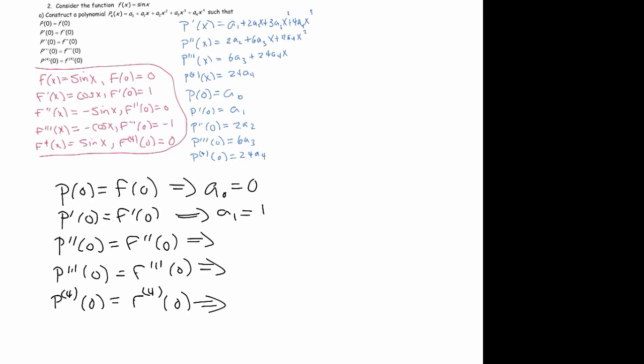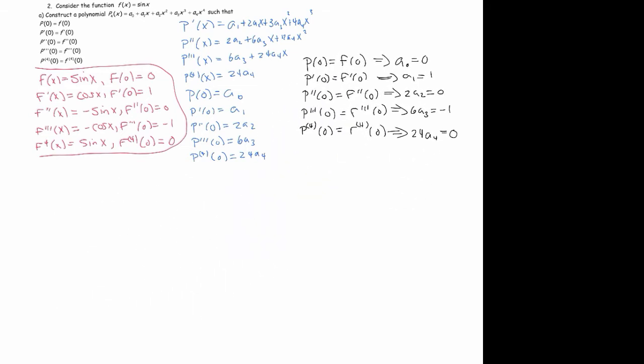P double prime of 0 was 2a2, and we want that to equal f double prime, which is 0. P triple prime of 0 is 6a3, which we want to equal f triple prime of 0, which is negative 1. And the fourth derivative was 24a sub 4, which means that we want that to become 0. So, putting that all together, we're going to get our Taylor series for sine.